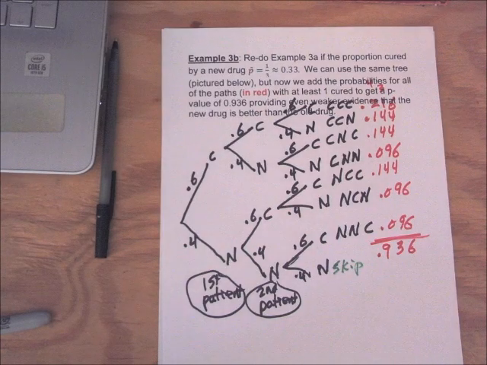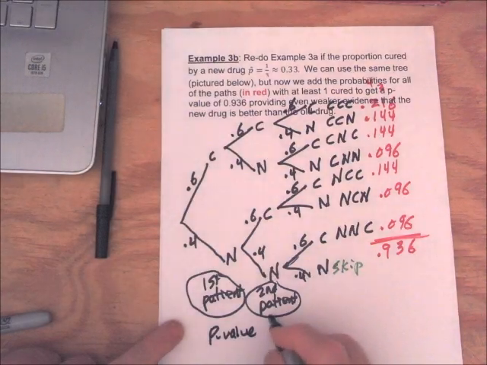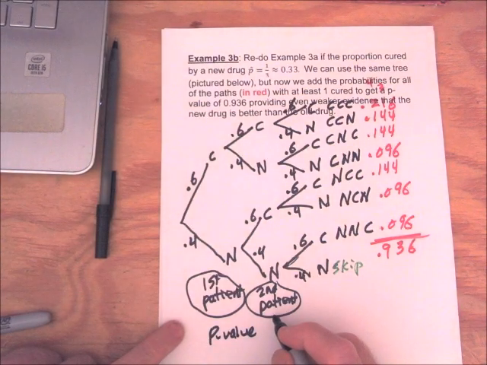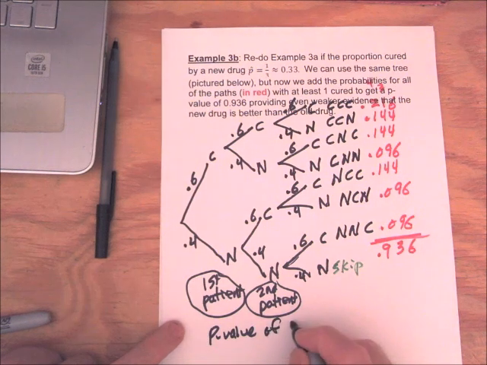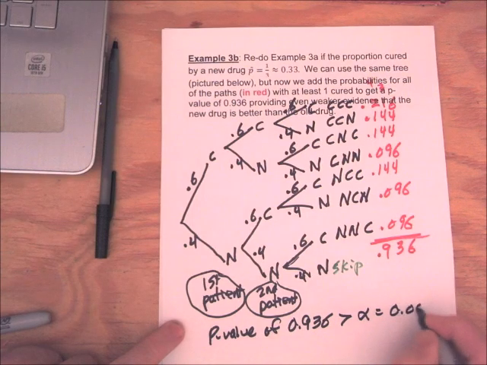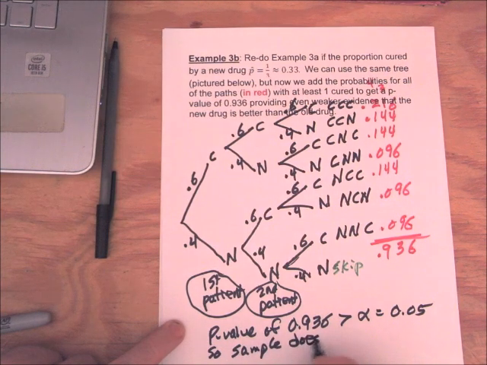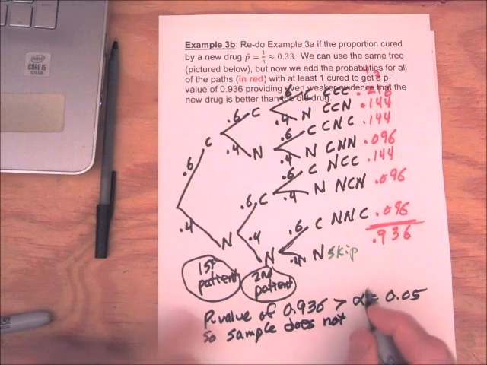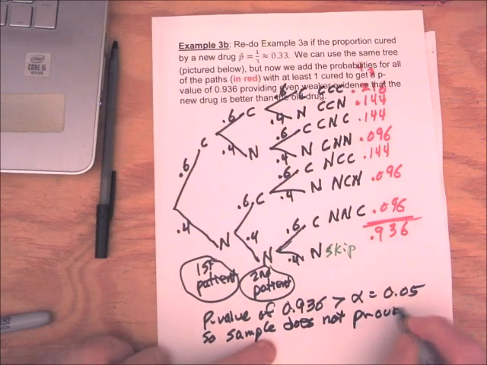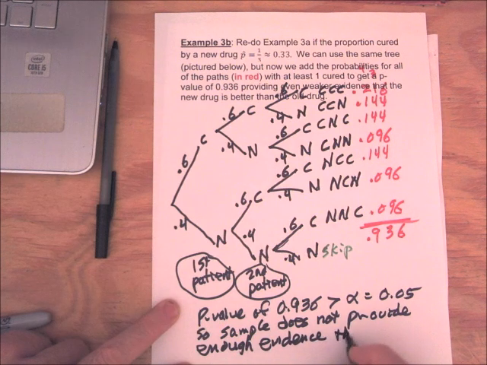So it provides even weaker evidence that the new drug is better than the old. The p-value of 0.936 is greater than alpha, which is 0.05. So the sample does not provide enough evidence. That's even weaker evidence that the new drug is better.